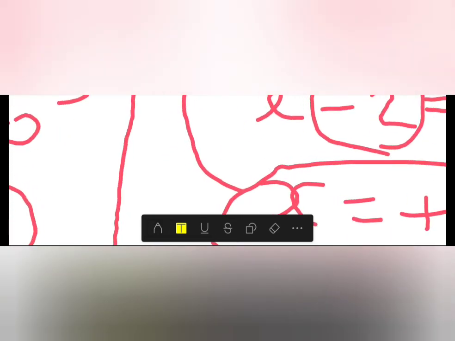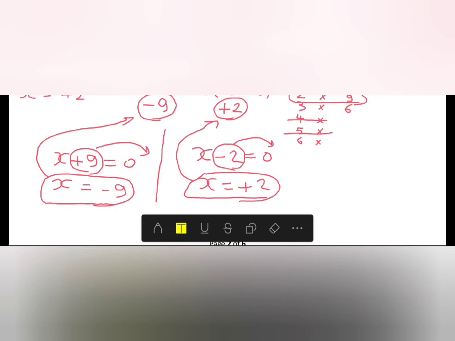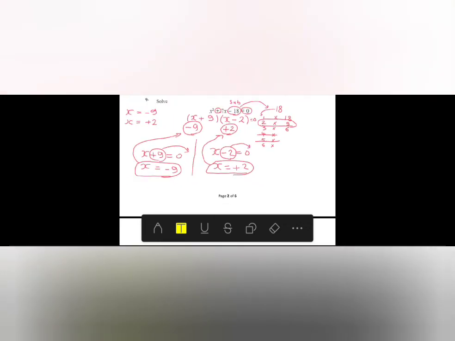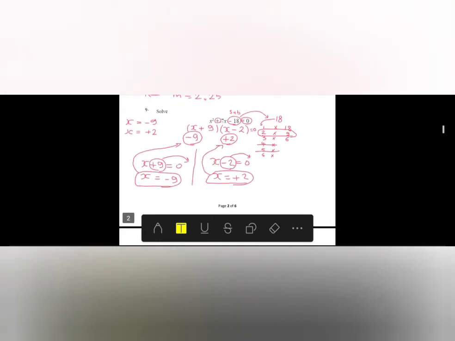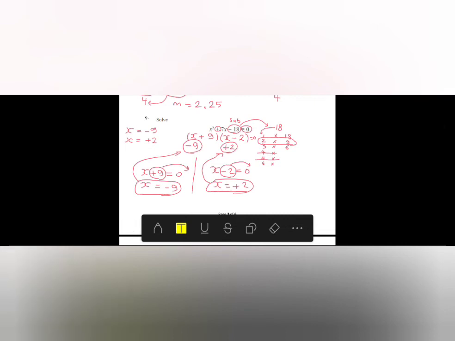And in this way, we factorized and solved the quadratic equation by using the double bracket method. And this is how you answer a question like this. Now let's move on to the next question.